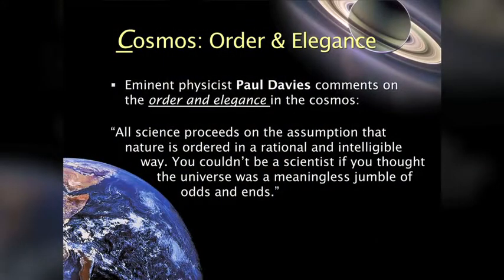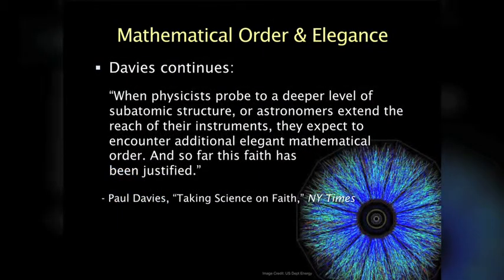Well, let's talk a bit more about the cosmos. Let's talk about its order and its elegance. Still, we're looking at that word, the letter C, cosmos. Eminent physicist Paul Davies comments on the order and elegance of the cosmos. He says, quote, all science proceeds on the assumption that nature is ordered in a rational and intelligible way. You couldn't be a scientist if you thought the universe was a meaningless jumble of odds and ends. Davies continues, he says, quote, when physicists probe to a deep level of subatomic structure, or astronomers extend the reach of their instruments, they expect to encounter elegant mathematical order, and so far this faith has been justified.